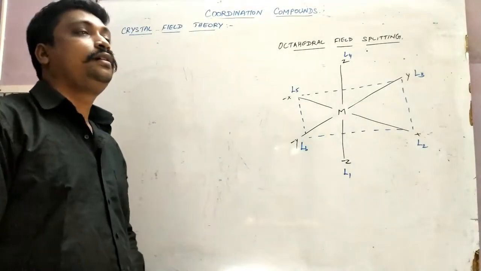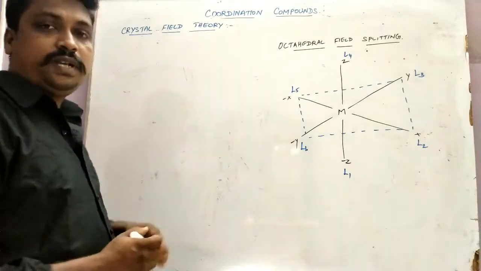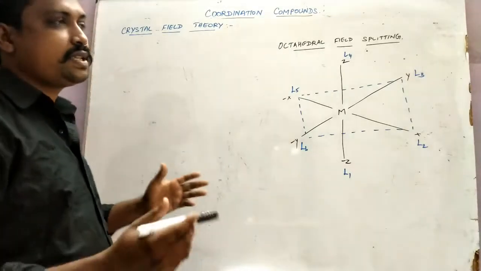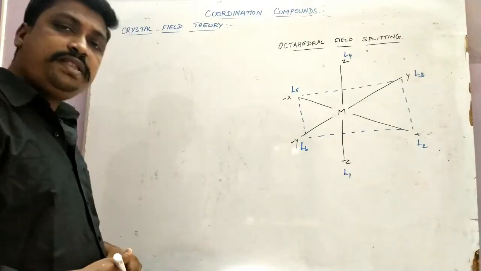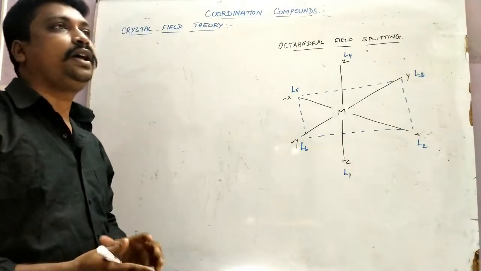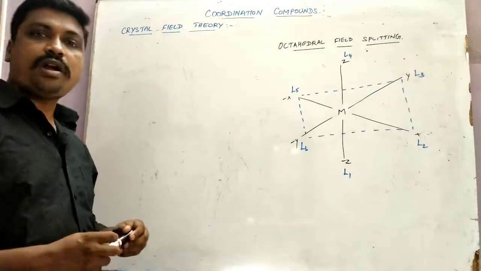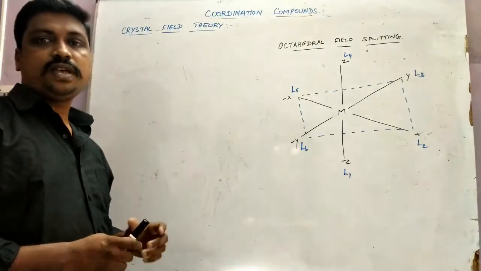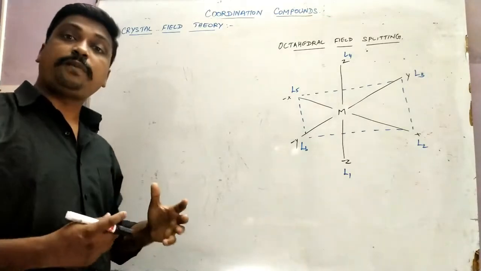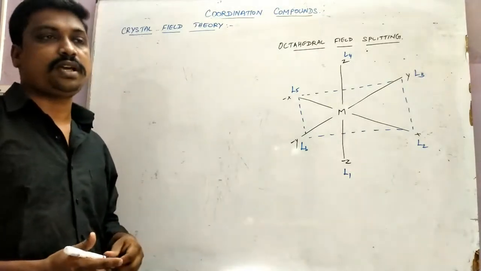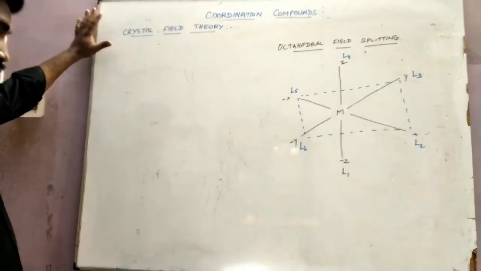Okay, right. So in this video we are going to discuss crystal field theory. We saw VB theory before this. VB theory has a lot of defects. What are the defects? It is not able to explain the color and also the magnetic properties of coordination compounds to a clear extent.